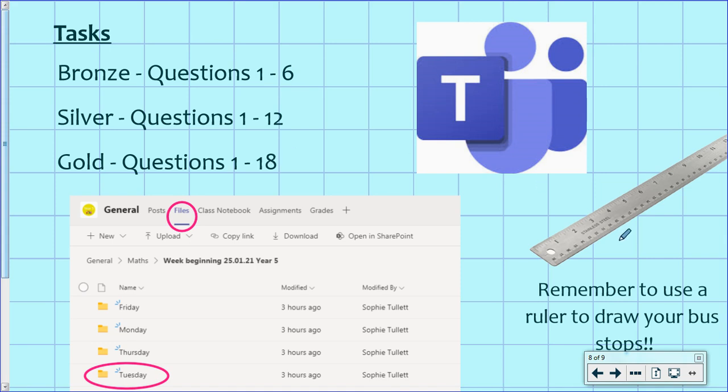Okay. Remember to use your ruler to draw all your bus stops. You need to leave a few lines between each problem so that your bus stops are really clear. And obviously for those decimals, you're probably going to have to make your bus stops a little bit longer when you keep exchanging.